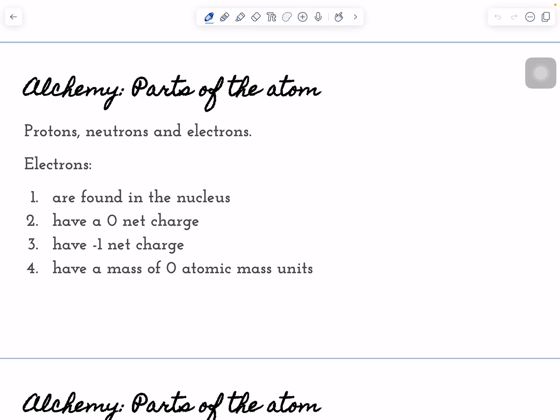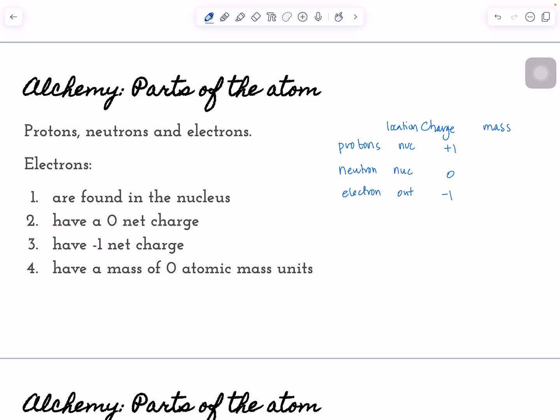If we're going to summarize the parts of the atom, we will look at charge and mass, and we have all three possibilities, and I should also put in location. Proton, neutron, and electron. Protons, nucleus. Neutrons, nucleus. Electrons, outside the nucleus. The charge is +1, neutron is 0. Remember, neutron is neutral, and electron is -1.